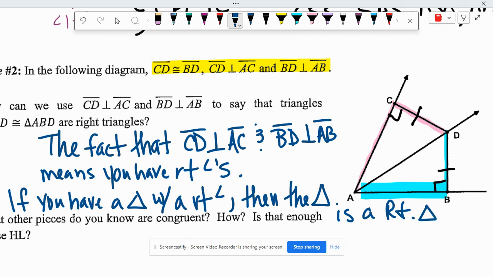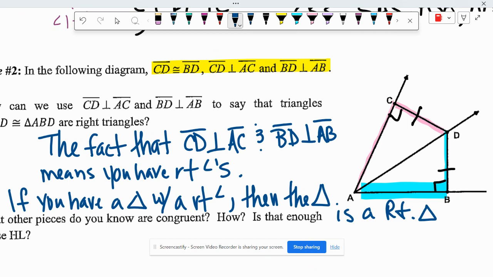So you can say, well, because I have perpendicular lines, I have right angles. And because I have right angles, I have right triangles. So you need two statements to prove that you have a right triangle. That's what it's trying to get you to say. First, you got to say that you have two right angles because you're perpendicular lines. Then you got to say that you have two right triangles because your angles are in the triangle.